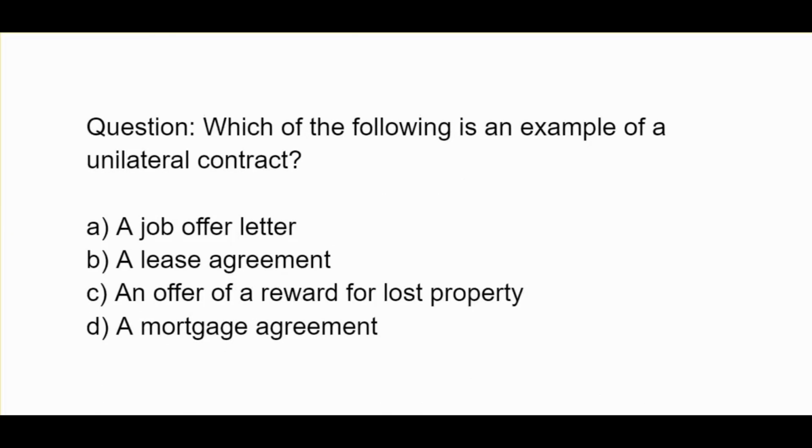Which of the following is an example of a unilateral contract? A, a job offer letter. B, a lease agreement. C, an offer of a reward for lost property. D, a mortgage agreement.